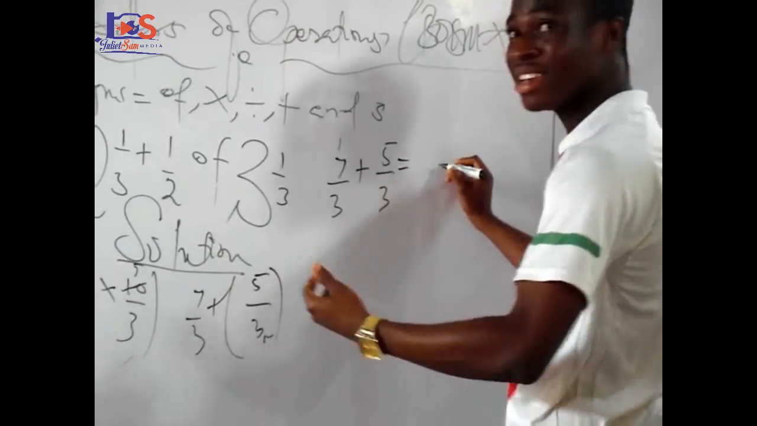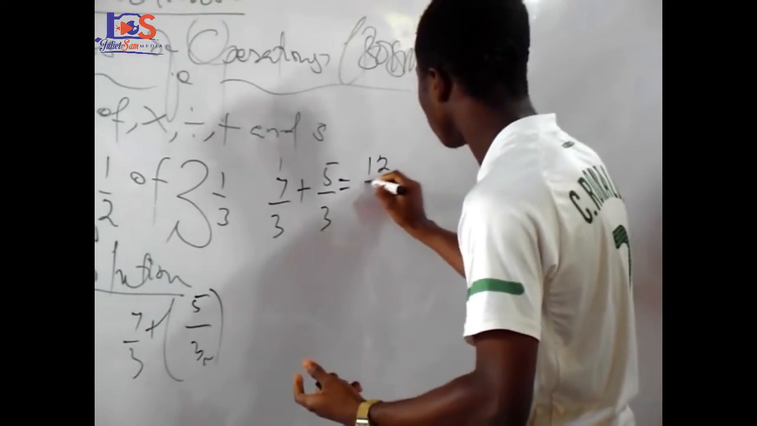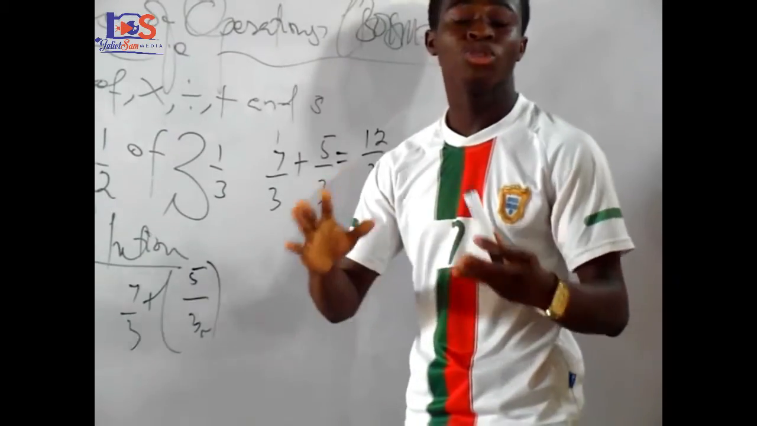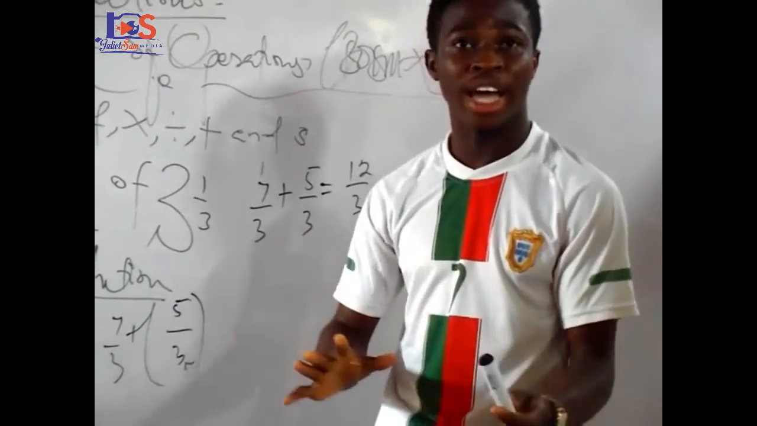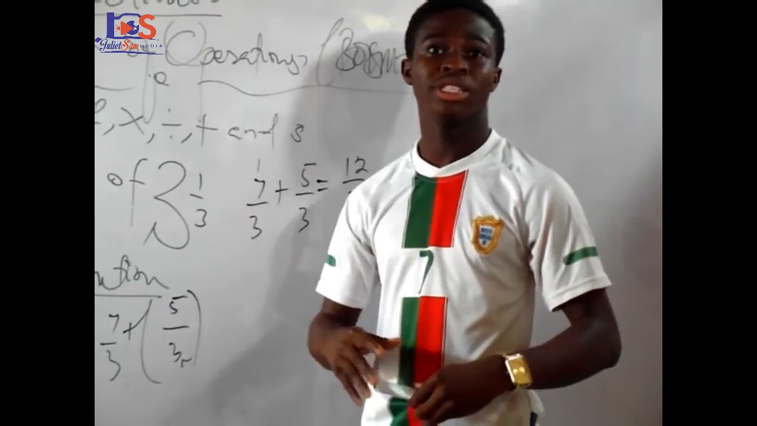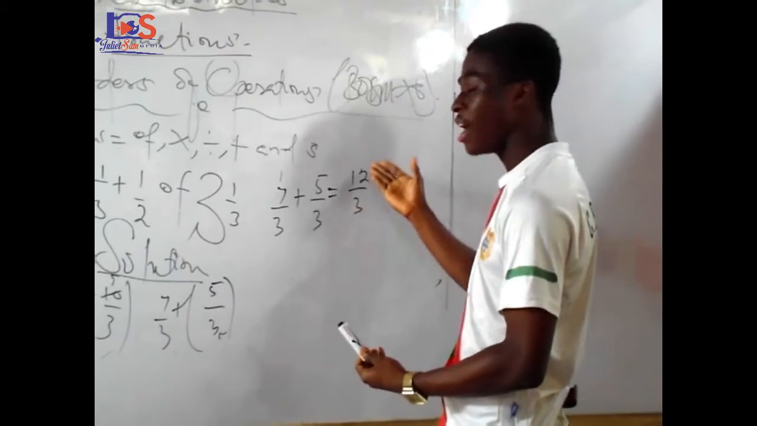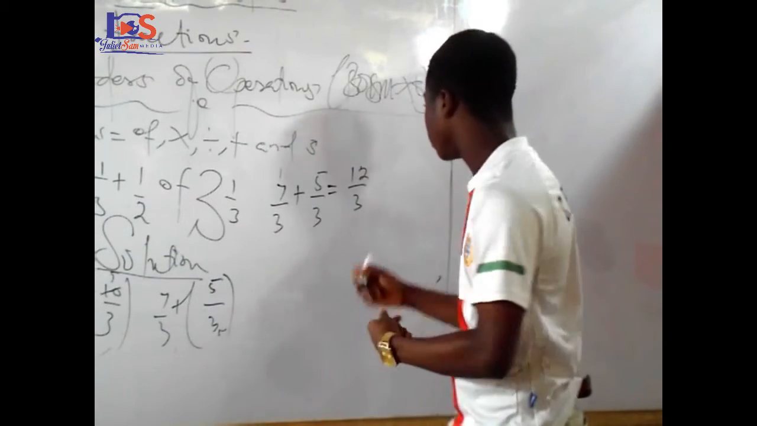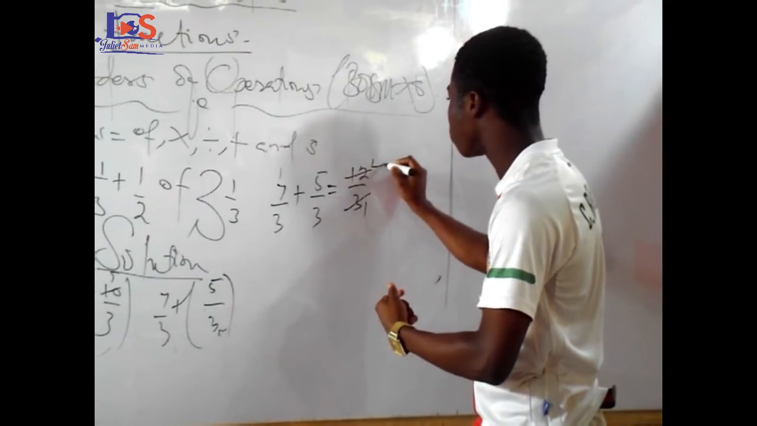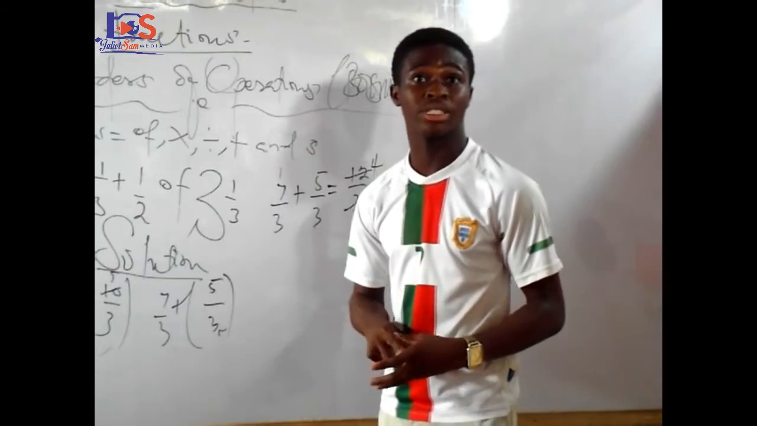So let's add the numerators. 7 plus 5 is 12. 12 over 3. For you to get the actual mark, you need to simplify to the lowest form. How do you simplify this? You know, 3 can divide 12. How many times? 3 divides itself 1, and divides 12 4 times.